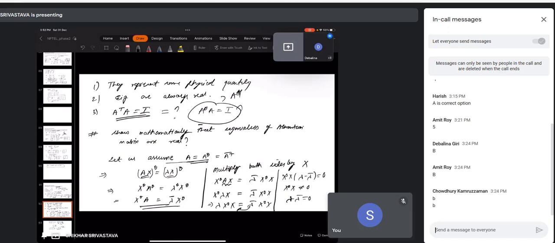Yes, so that would be U dagger U equals identity. That would be the property of a unitary matrix. Okay. A real Hermitian matrix should be symmetric, not orthogonal or unitary. Okay, yeah, that might be true.